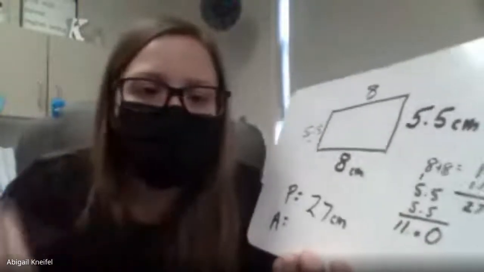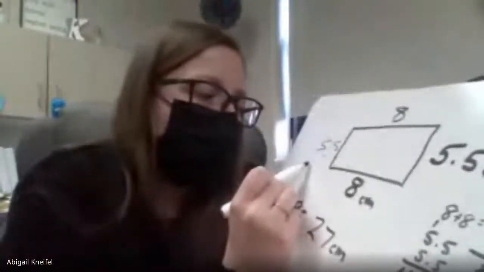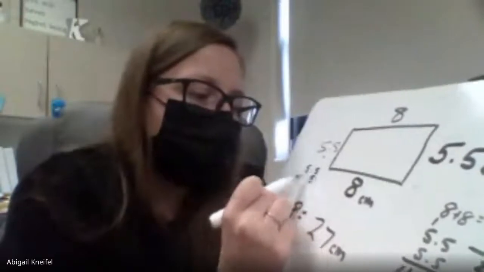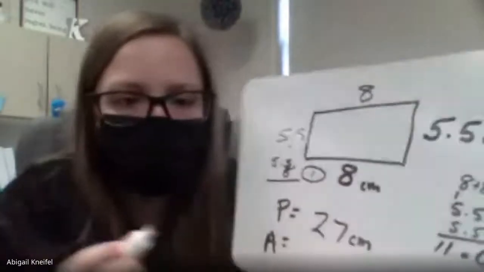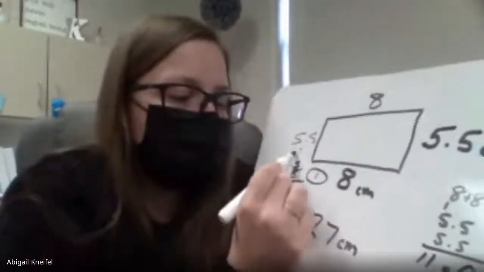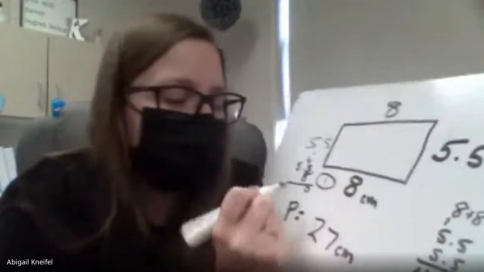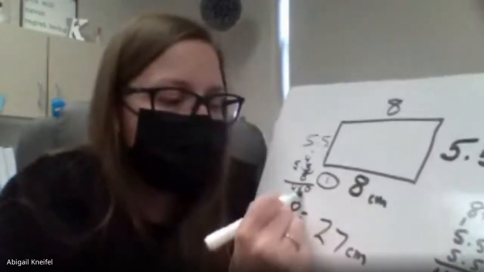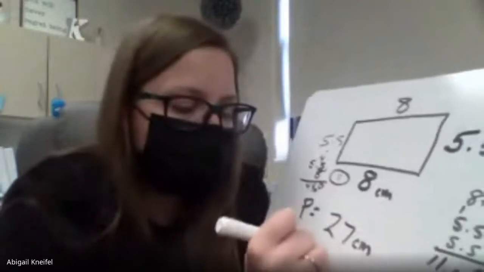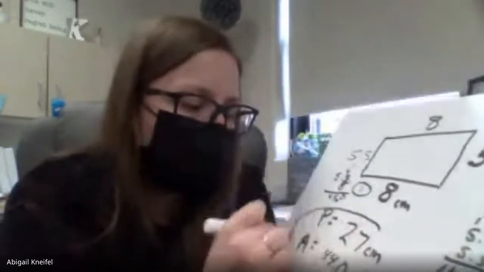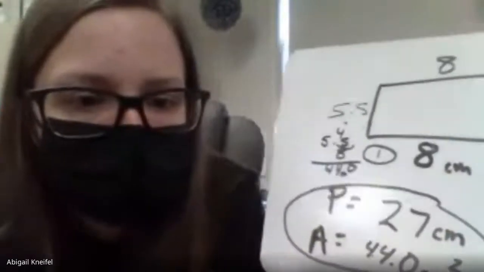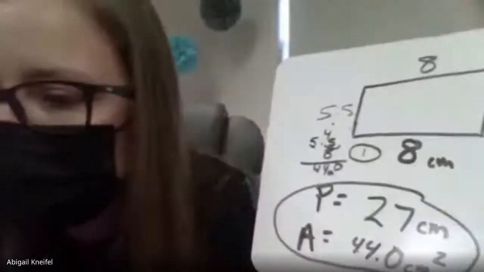Now, for area, it is just length times width. We know that. Simple. 5.5 times 8. Remember, when you multiply decimals, you take out the decimal and you put it back in later. 8 times 5 is 40. Carry my 4. 8 times 5 is 40, plus 4 is 44. I put my decimal in one spot. My area is 44.0 centimeters squared. I repeat, perimeter is 27 centimeters. Area is 44 centimeters squared.